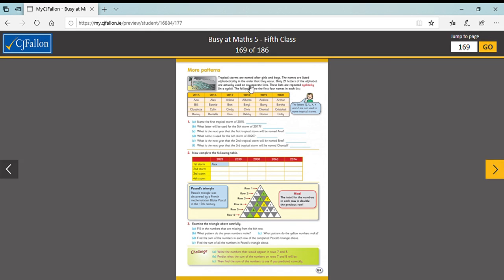This one has a little bit of work about tropical storms. Now, this is not at all hard. It's just a matter of being careful and copying it out. So, name the first tropical storm of 2015. You're going to be able to read that off the chart. The first one is this one, Anna. What letter will be used for the fifth storm of 2017? Well, they've told us up here in the blurb that they're going A, B, C, D, and so on, but there's some letters that aren't used. But the next one will be E, so E will be used.